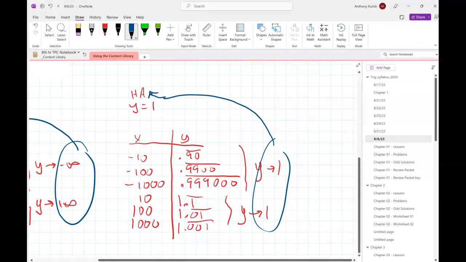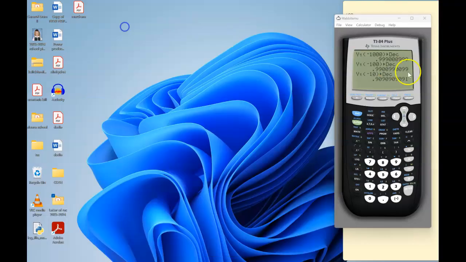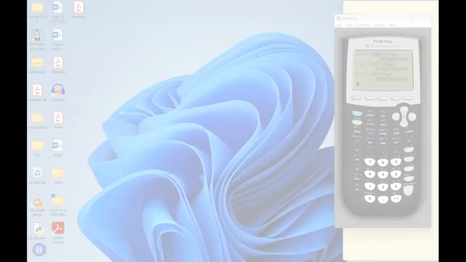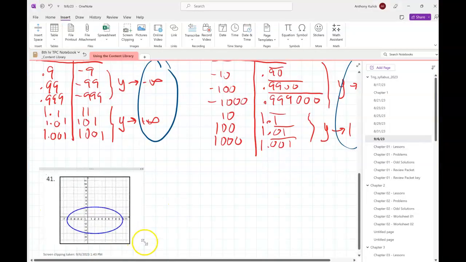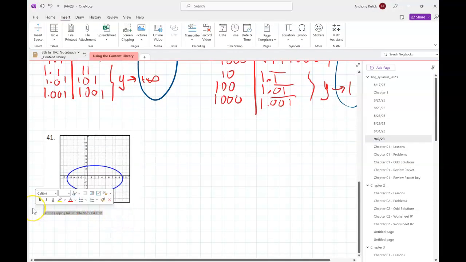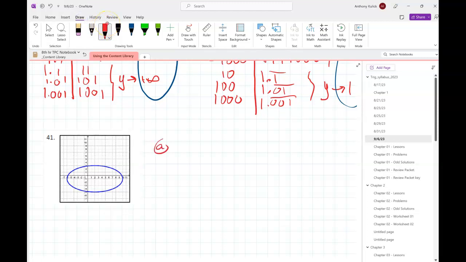41? Sure. All right, so 41 has a bunch of parts to it. The first part, part A, asks, is this a function or not? Well, no, right? It fails the vertical line test. That's real easy. Part B asks for its domain and range.